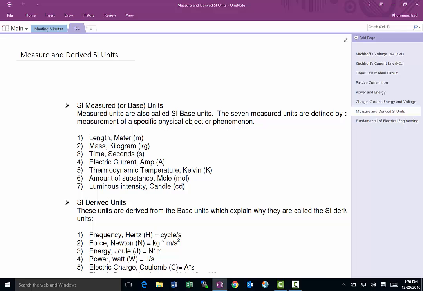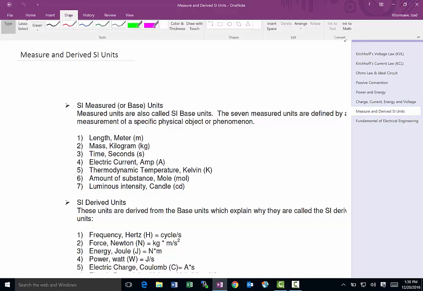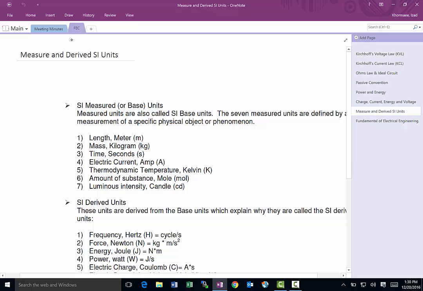We're going to talk today about measured and derived SI units. In all engineering, knowing what system of units you're using and staying consistent with the units you have selected is a very, very important part of making sure you are not being led astray by that process.